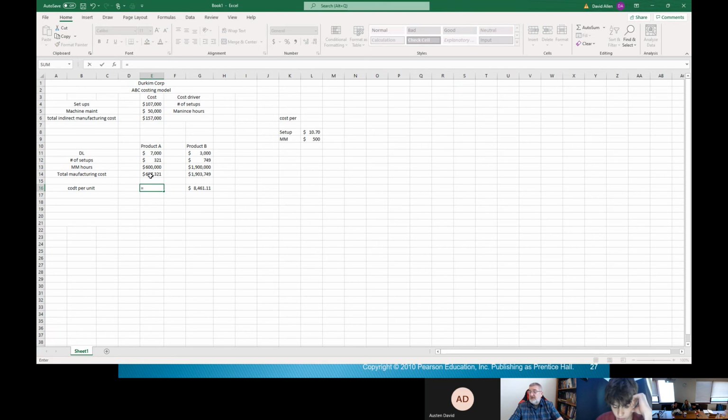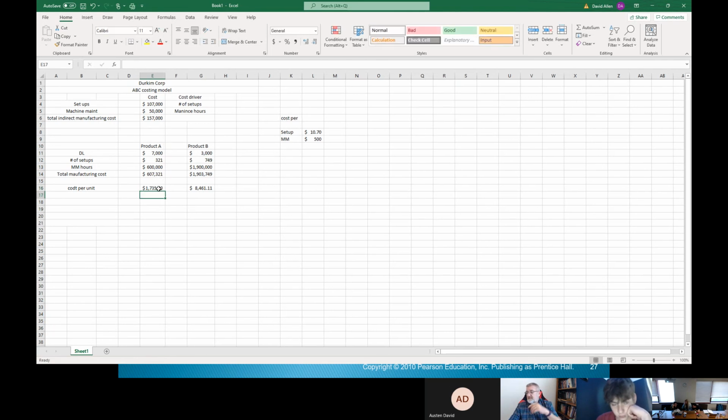So ladies, the same thing here. This is gonna equal our total cost divided by the 350 units that we made. So for this one, our cost per unit, oops, I got a typo over here. Our cost per unit is $1,735.20. Now, did you guys see how I got that?